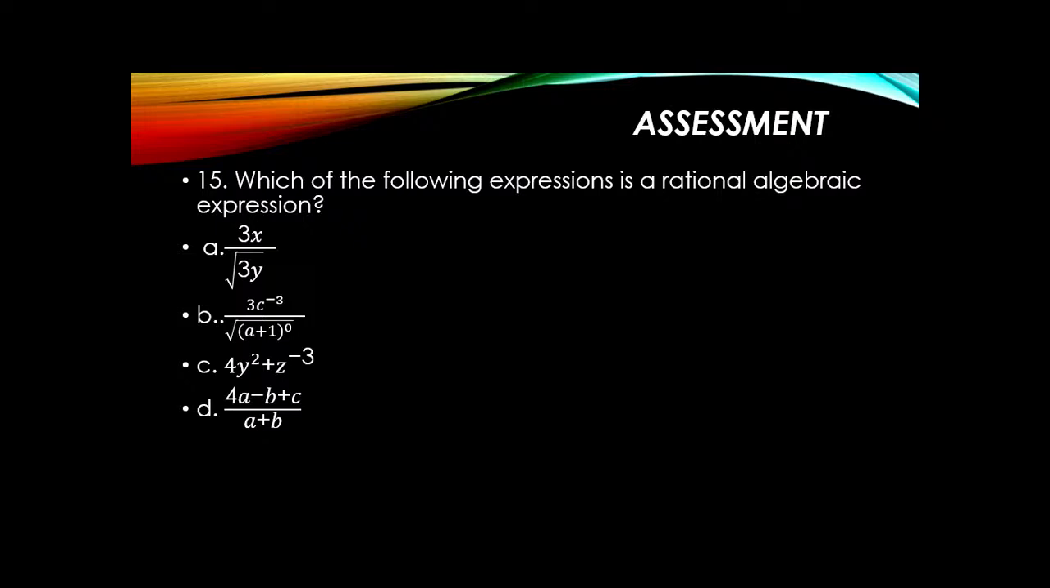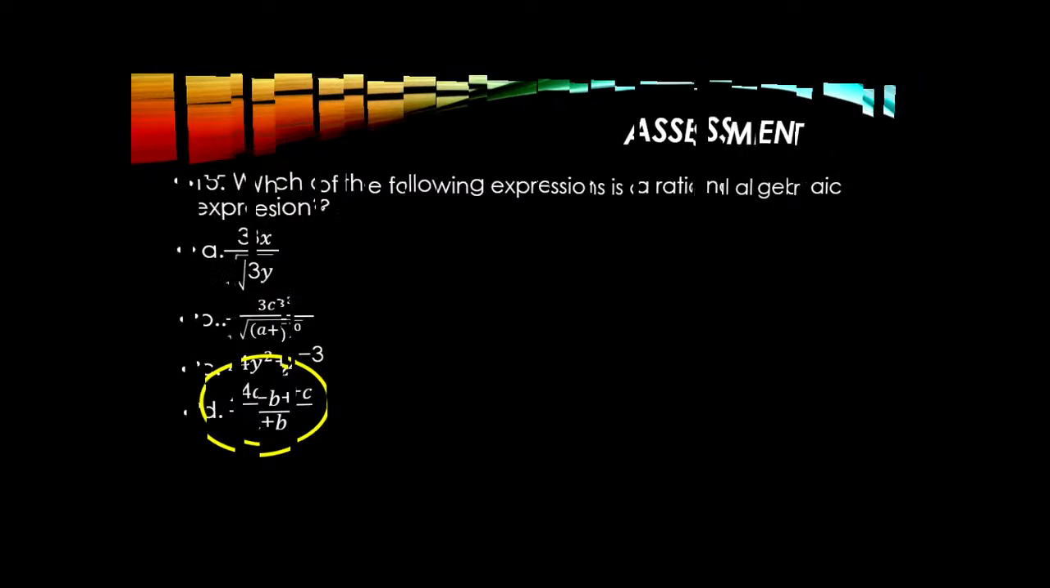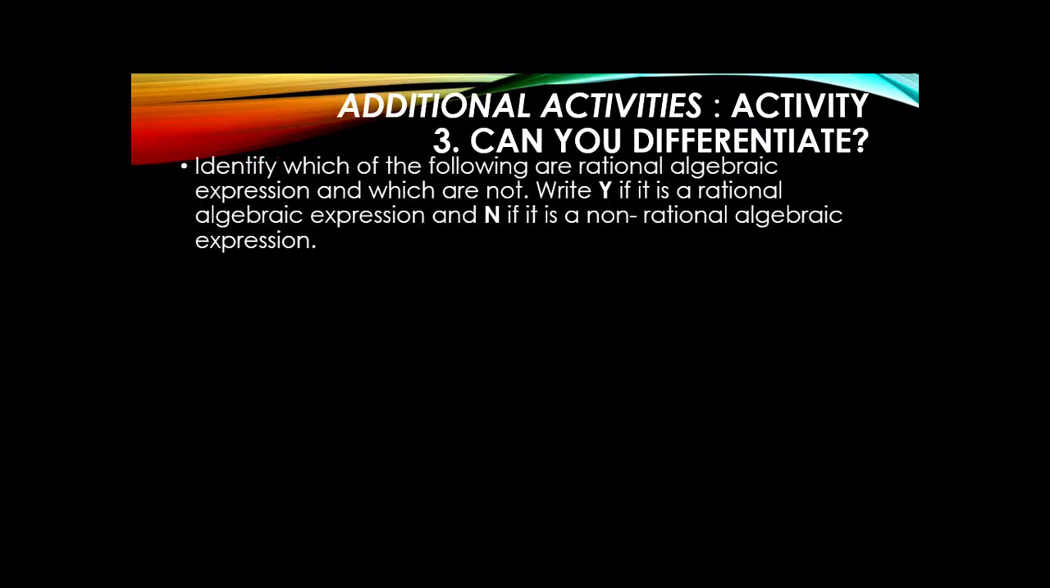Letter B has a negative 3 exponent, so it is not a rational algebraic expression. Letter C also has a negative 3. So the answer is number 4. Letter D. Okay, we have additional activities.